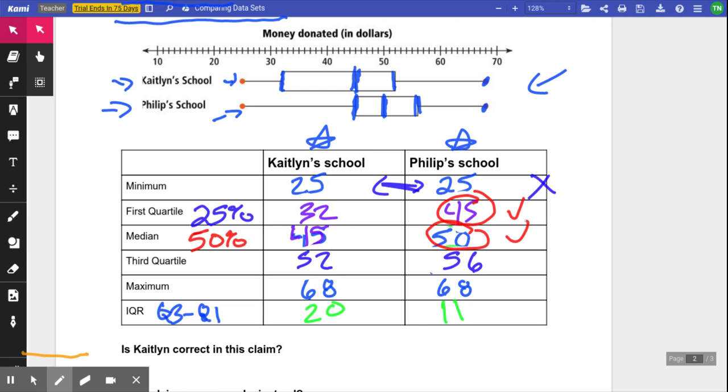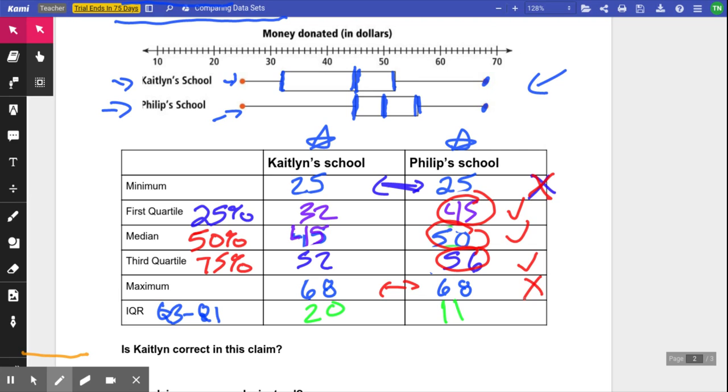We're going to look over here again. Third quartile, which is like the 75th percentile. Advantage, Phillips School, higher on all three of those counts. We're going to go to the maximum. Maximum here, I'm going to put the X back there in red. Maximum is exactly the same, no advantage to either school. Both of the highest raisers raised $68.